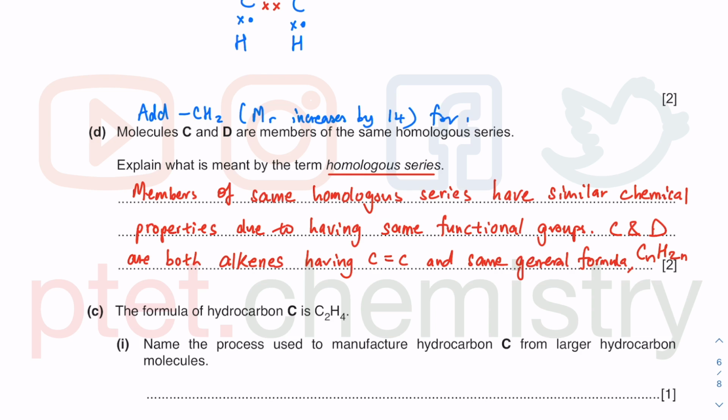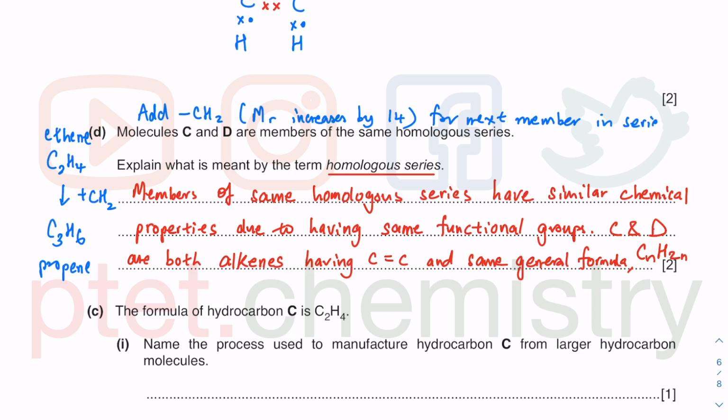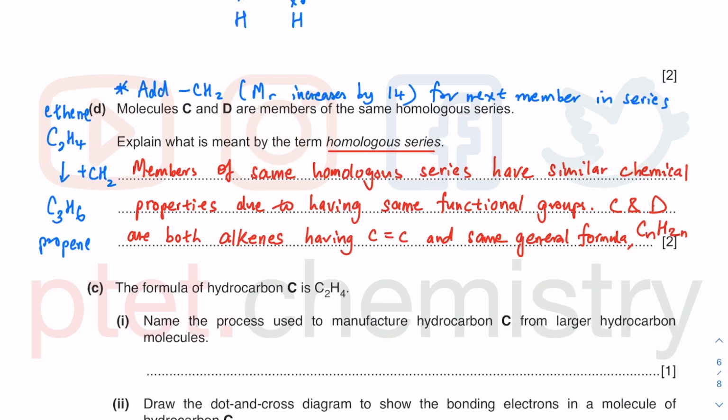For the next member of the homologous series, as you could see from C2H4 to C3H6, this is ethene going to propene. You have added 1 carbon, you have added 2 hydrogens. That is a characteristic thing with homologous series. You just add a CH2 for the next member in the series, and your molecular mass will increase by 12 plus 2 times 1 for the CH2. That's why you increase by 14 there. So this is acceptable as well.